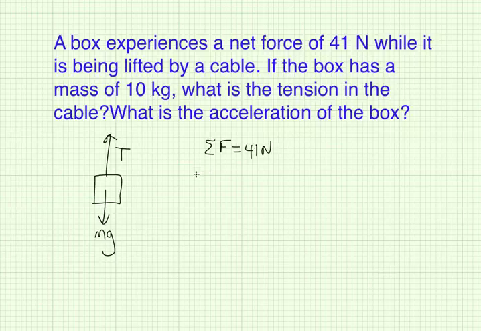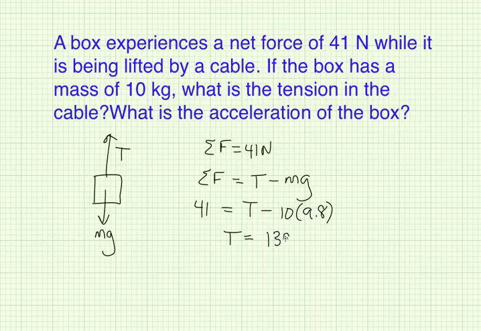So the sum of my forces equals the tension minus mg. The net force, 41 newtons, equals the tension minus the mass, which was 10, times 9.8. Remember, mg is 10 times 9.8, which is 98. There's 41 newtons difference between them, so the tension has to be 139 newtons.